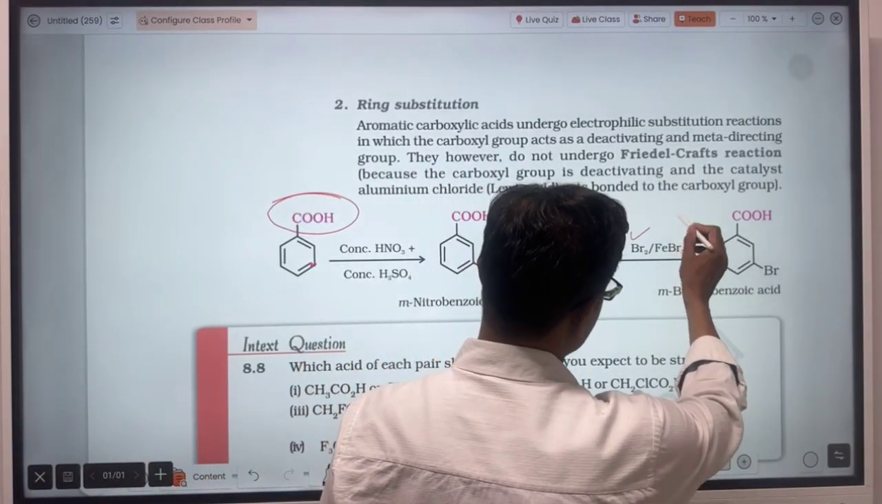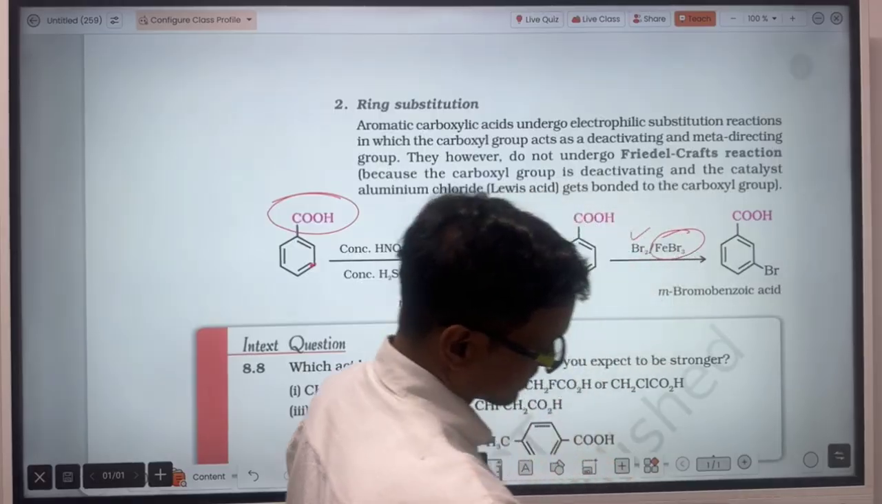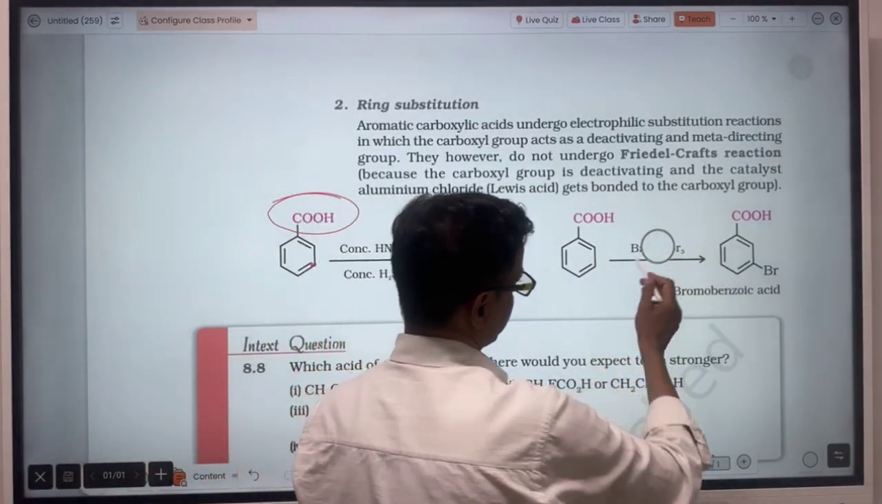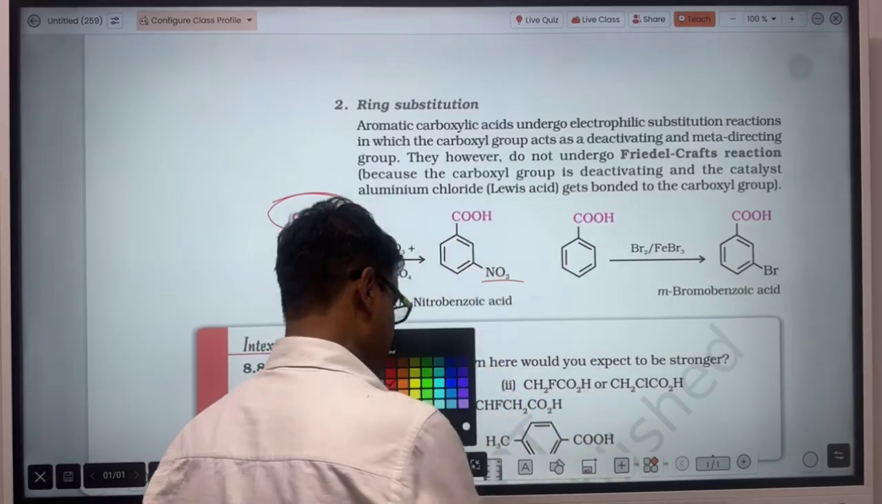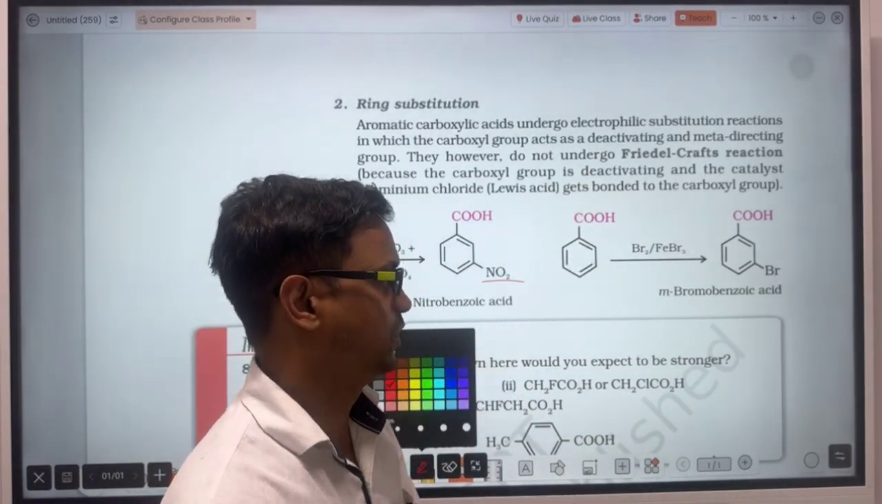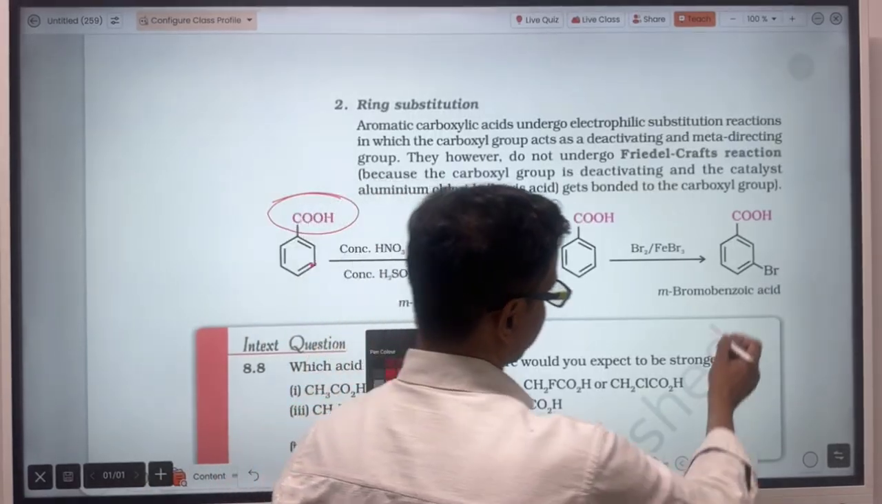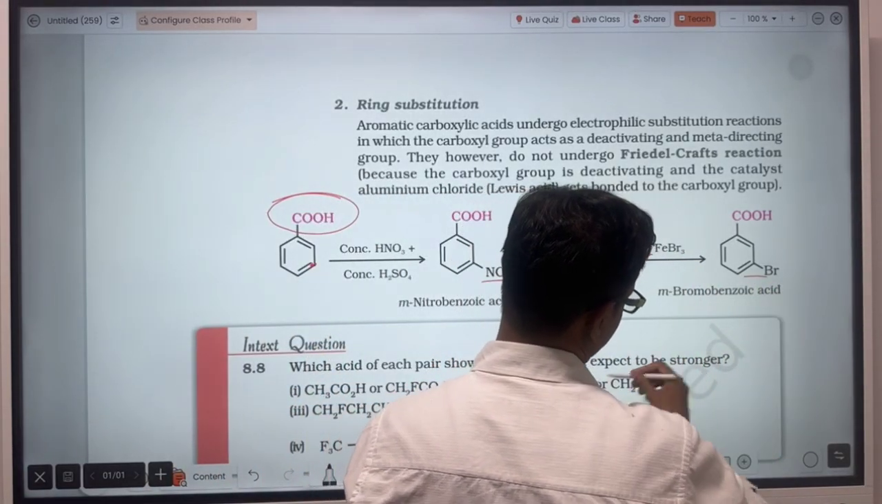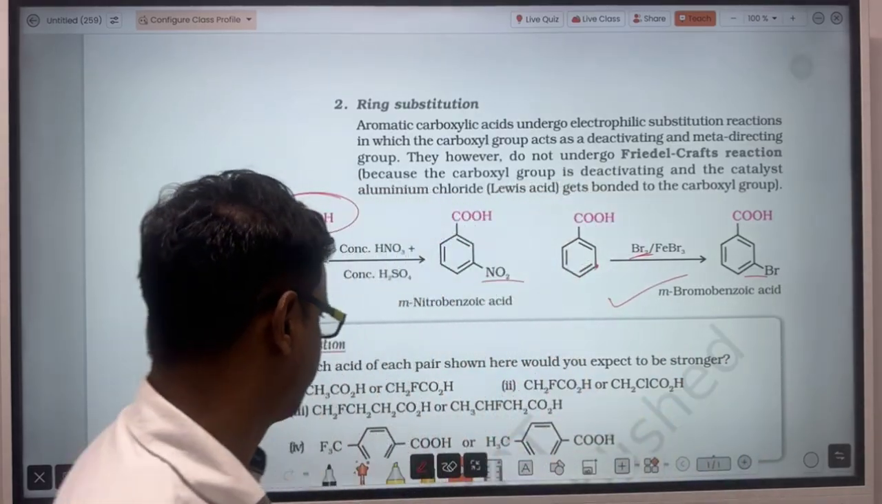Same when halogenation is done in the presence of a Lewis acid, maybe FeCl3 or any other one. When halogenation of benzoic acid is done in the presence of any Lewis acid, this bromine will bond to the meta position. So there will be formation of meta-bromobenzoic acid.